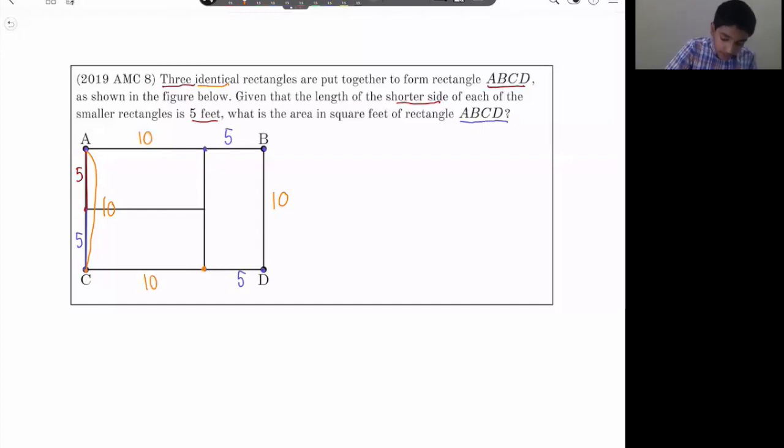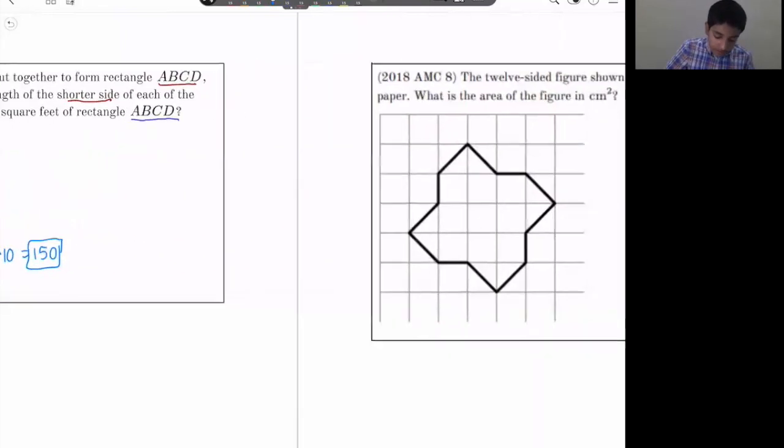And therefore we can see that CD, from here to here, is 15. And BD, from here to here, is 10. The whole thing. So the area is just 15 times 10, or 150. Any questions on that? Okay, so we'll move on then.